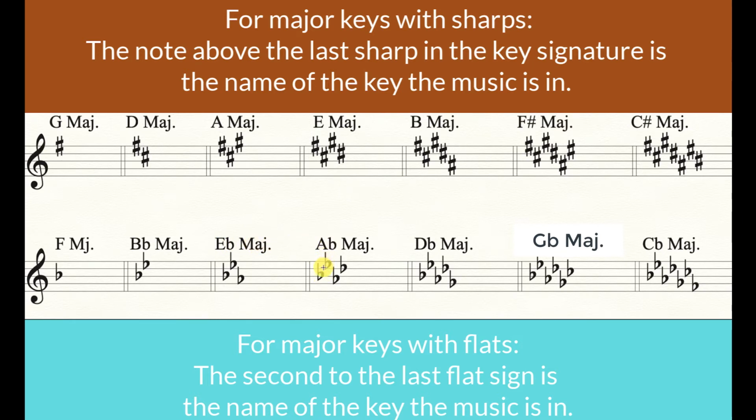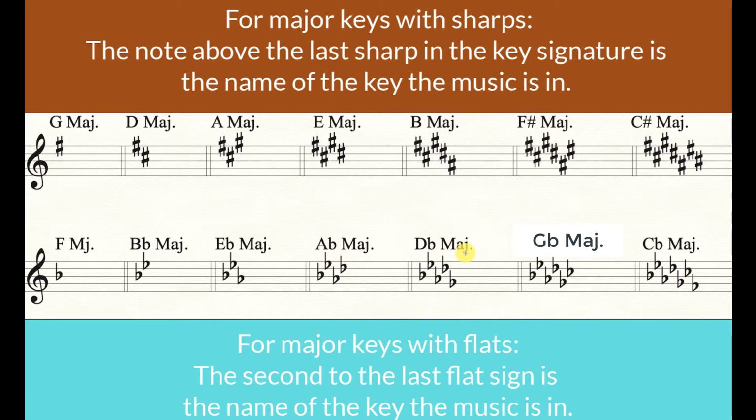For 4 flats, 1, 2, 3, 4, the last flat is D flat. The one preceding the last one, the D flat, is A flat. That's the name of the key signature.